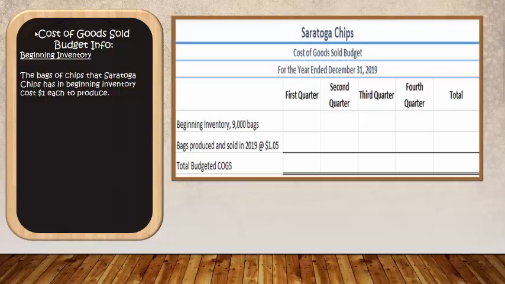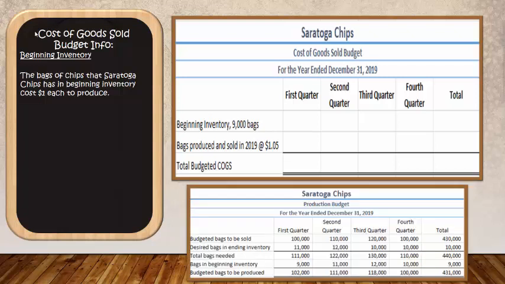Here is our cost of goods sold budget. In the first row, we have our beginning inventory. This is our beginning inventory for the year. Well, if we go to our production budget, we see that in the first quarter, we had bags in beginning inventory of 9,000. Those 9,000 bags, according to our information on the chalkboard on the left-hand side, cost us $1 to produce. So the cost of our beginning inventory was the 9,000 bags times the $1 per bag that it costs us to make them. Therefore, our beginning inventory has a total cost of $9,000. We don't need to worry about the second, third, and fourth quarter because beginning inventory is only for the year, so our total beginning inventory was 9,000.